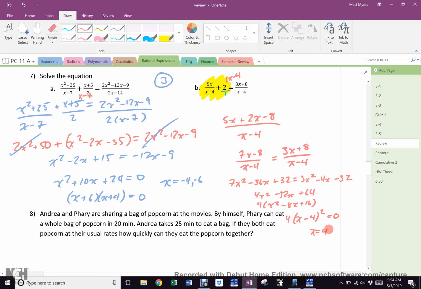X equals 4, except, can x equal 4? X can't equal 4, so therefore, no solution. Now, did anybody want to see this the way we usually do it instead of the cross multiply, or is everybody okay? The usual way? Yeah, no problem. That's what I'm here for.